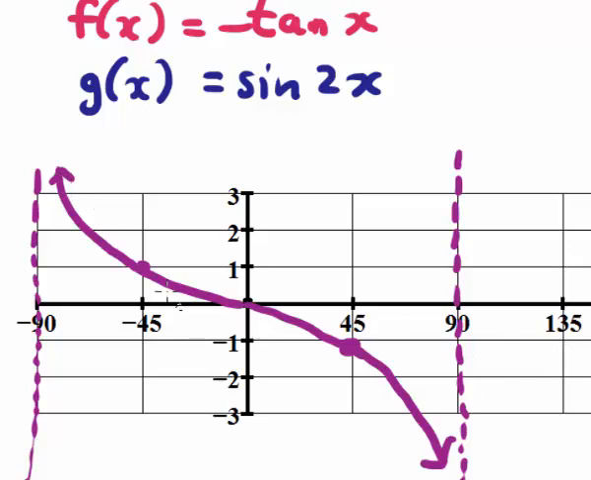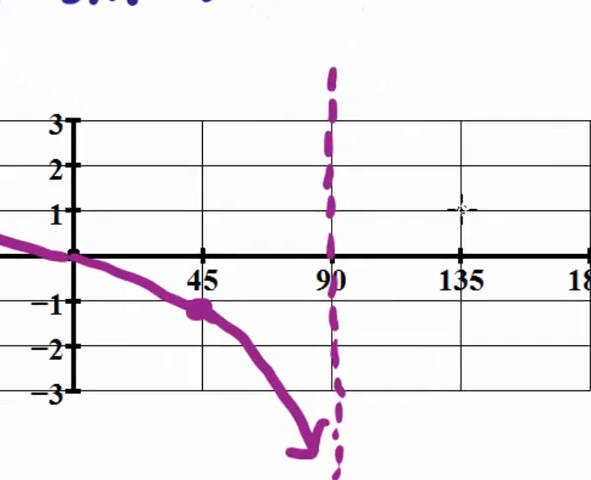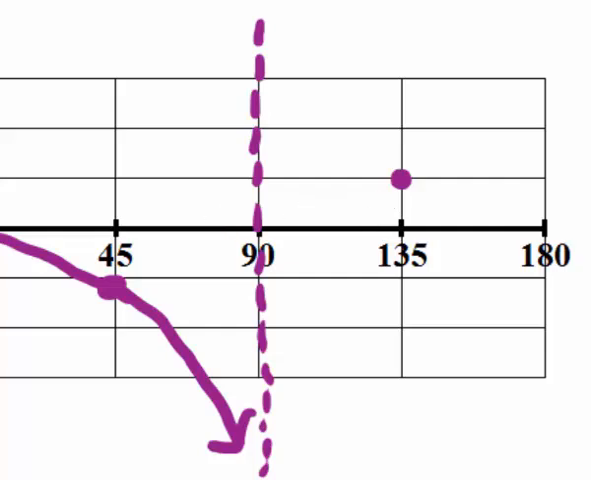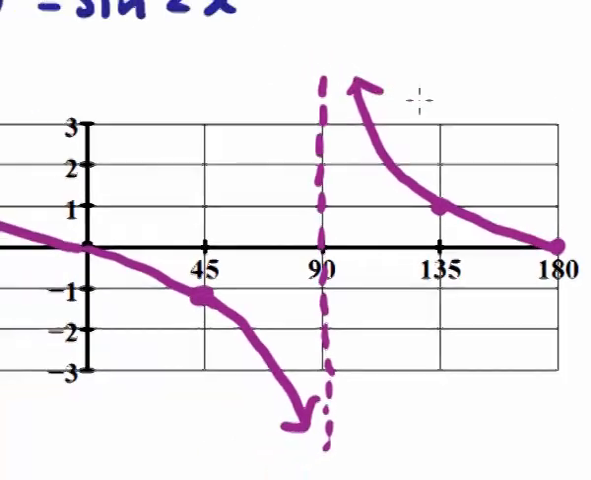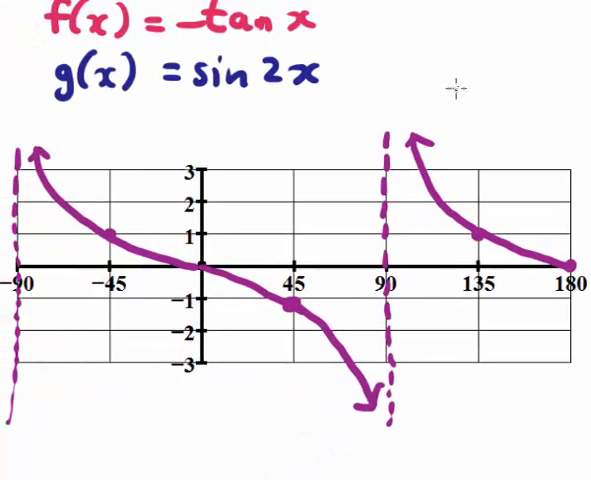And then of course this point, if you take minus 90, add 180, you get that. 0, add 180, you get that. And this graph comes like this. It comes down, decreasing all the time. Let's put an arrow to show that it came from there. So that's the graph of f.